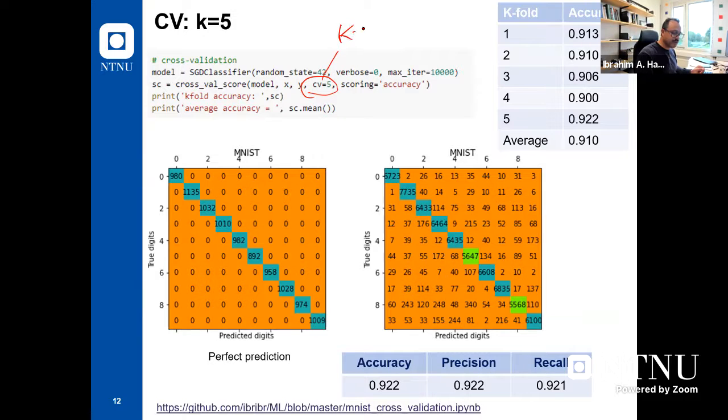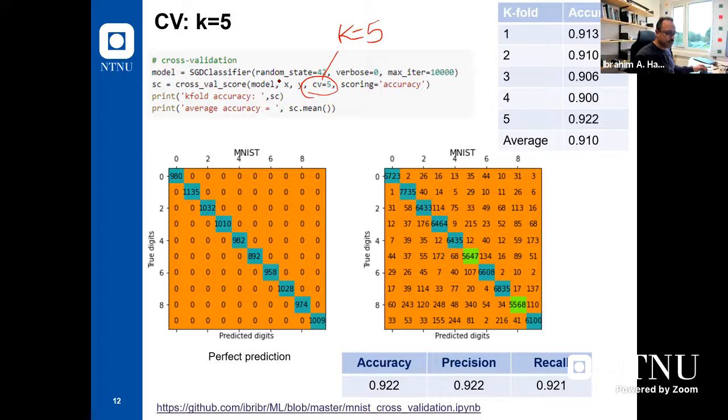So k equal 5. In this case, we divide the whole data set into k folds, and we use k minus 1 for training, and one fold for testing, fold number k, for example, and we repeat this k times. So we should expect that we will run this model 5 times, and each time we initialize the weights. Each time we start from a brand new model with new random weights.